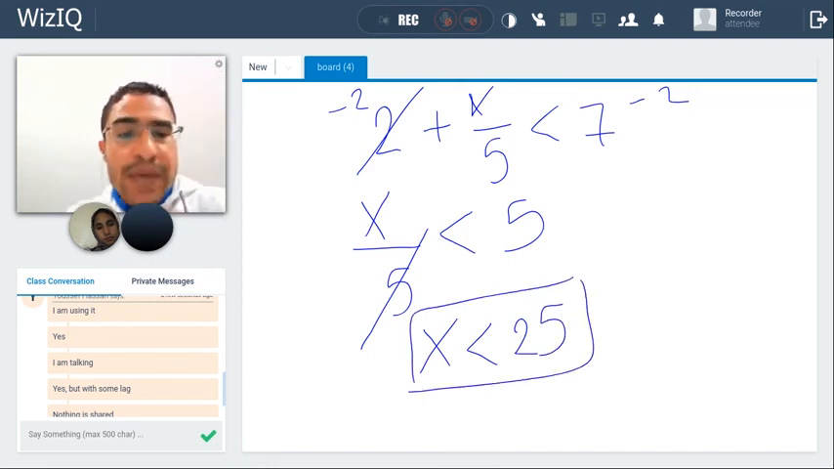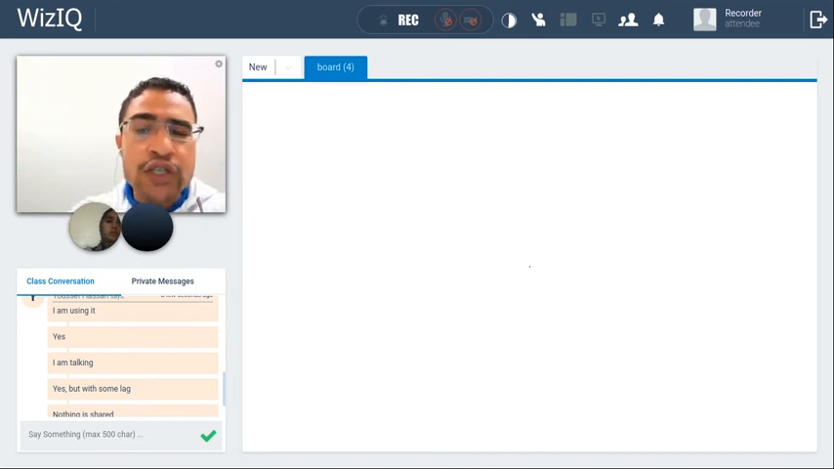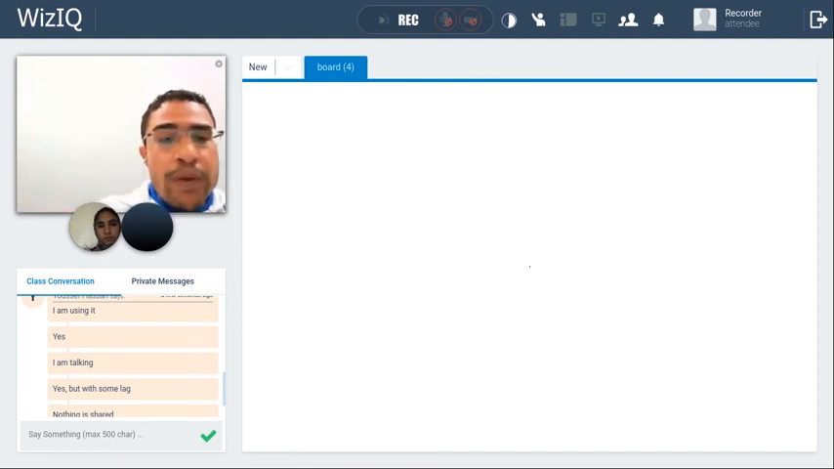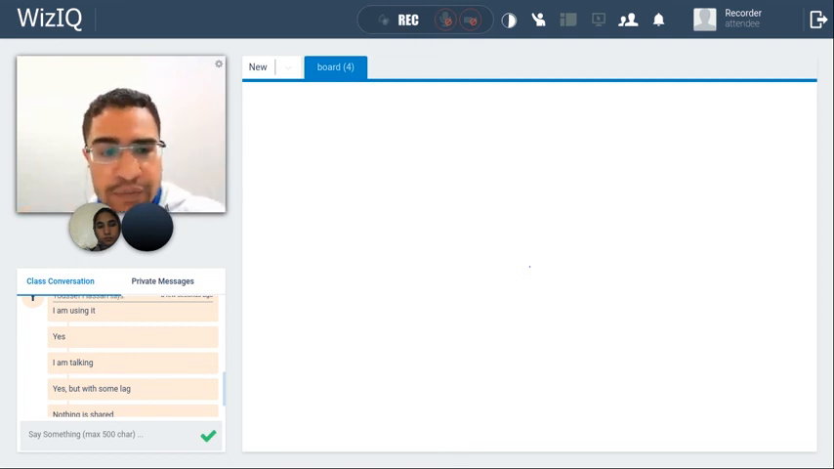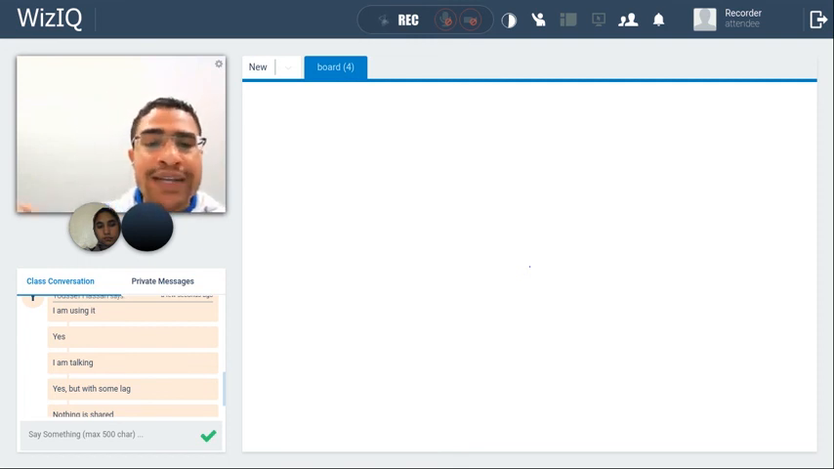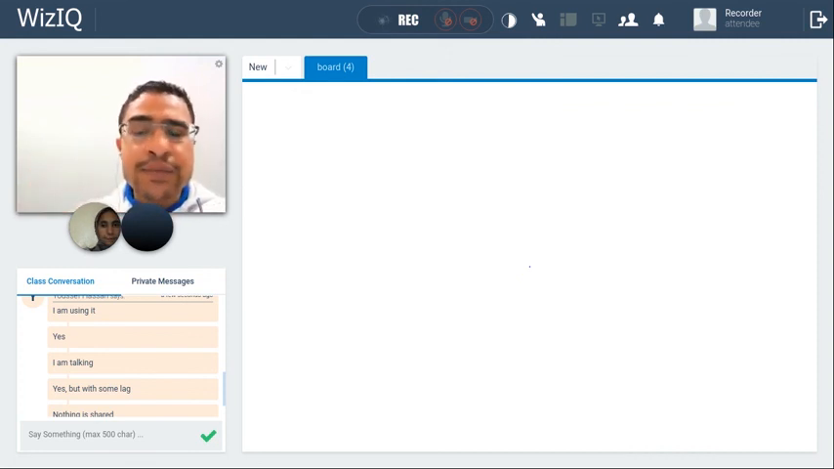So x cannot be 25, right? Are you following? It should be less than 25. So it could be, by the way, 24 point something, 24.9, 24.99, but it cannot be exactly 25. Now, when you think about an integer, if you want an integer, in this case, the greatest integer would be 24.